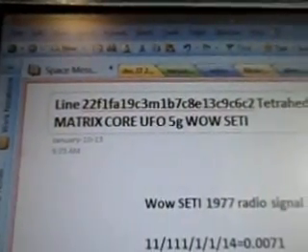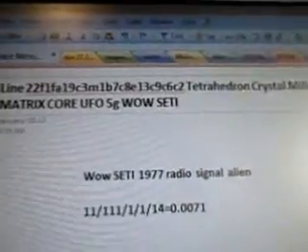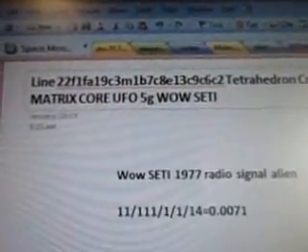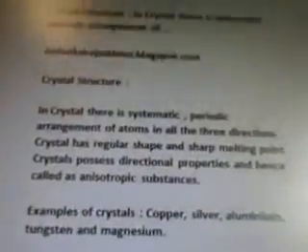284C3M1B7C8E13C9C6C2, line 22f1fa19C3M1B7C8E13C9C6C2. Tetrahedron Crystal Miller Matrix Core UFO 5G Wow Seti. This is part of the formula that was in the last one. This is what it looks like, and let's pop down to where we stopped.